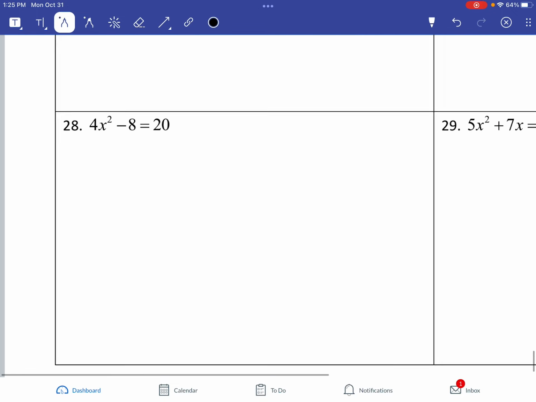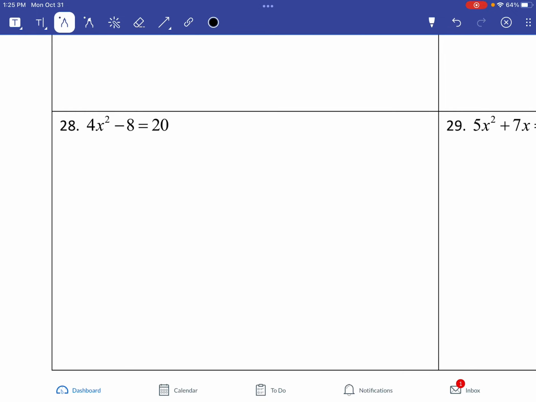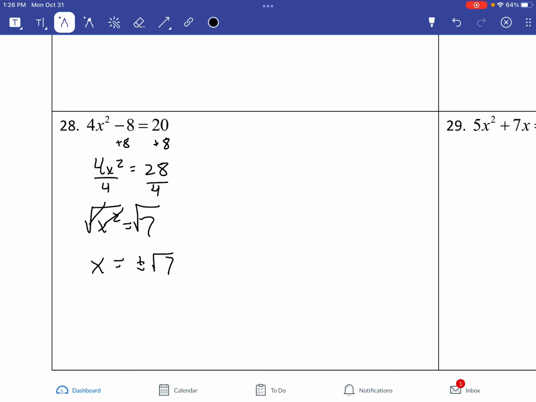Two more. In this case, there's no x term in this. And because of that, we're going to use solving using square roots. I'm going to add 8 to get 4x squared equals 28. Next, I have to get the x squared by itself, so I divide by 4. X squared equals 7. Now I can take the square root of both sides. The square root and the square go away. We get plus or minus the square root of 7. Don't forget the plus or minus.